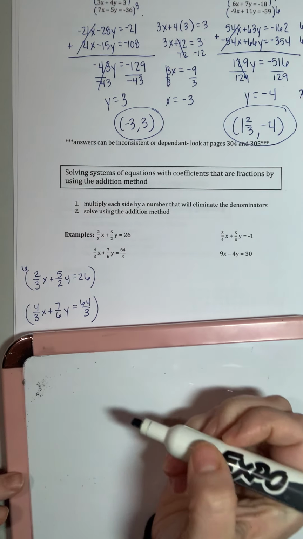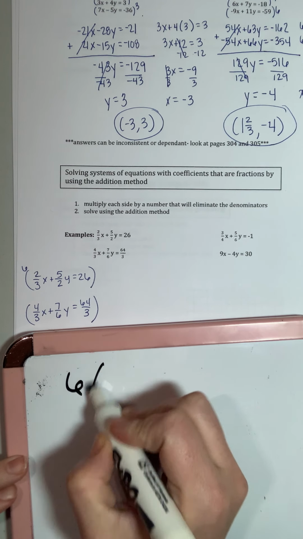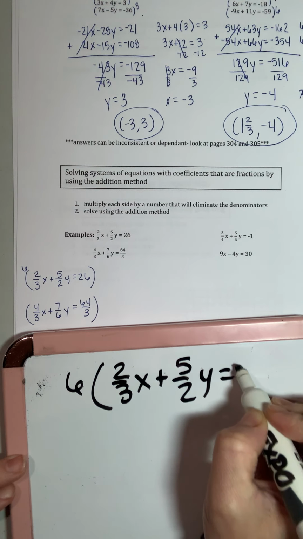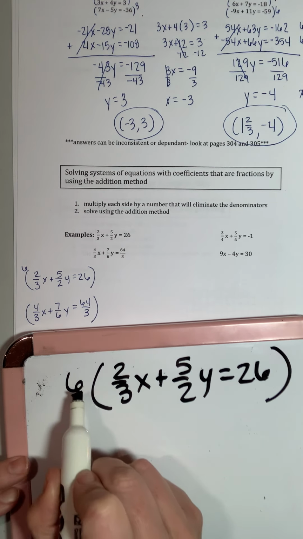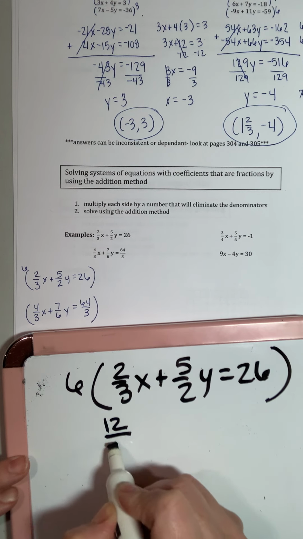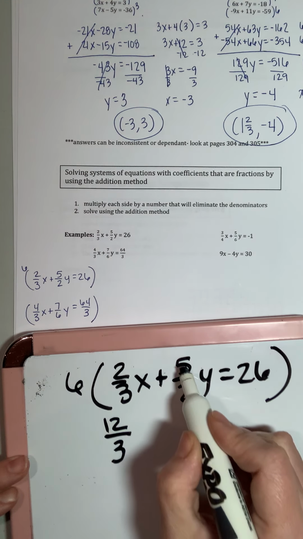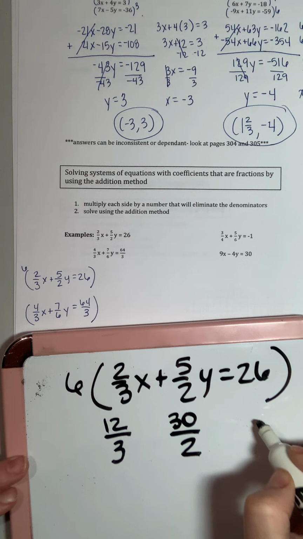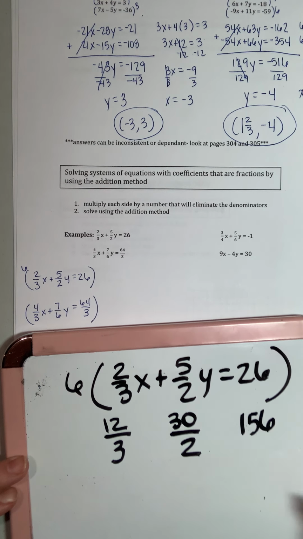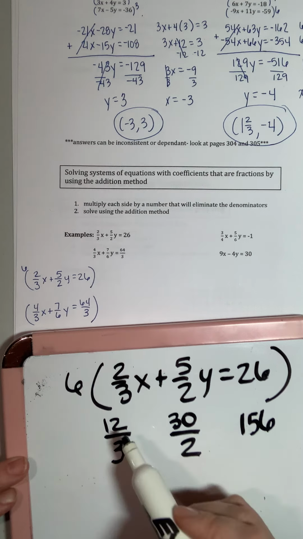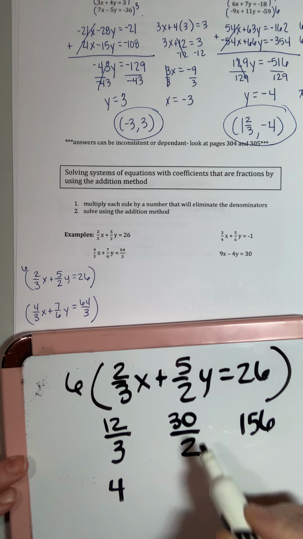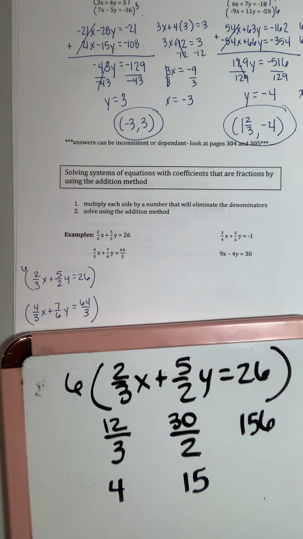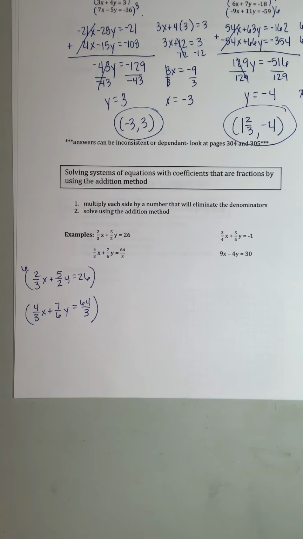Okay, so if I have 6 being multiplied to 2/3 x plus 5 over 2y, what you're doing is you're going to take 6 times 2 is 12, keep the 3. 6 times 5 is 30, keep the 2. 6 times 26 is 156. Well, 12 divided by 3 is 4, and 30 divided by 2 is 15. So now you have eliminated your fractions. So we're going to use the 4 and the 15, okay?